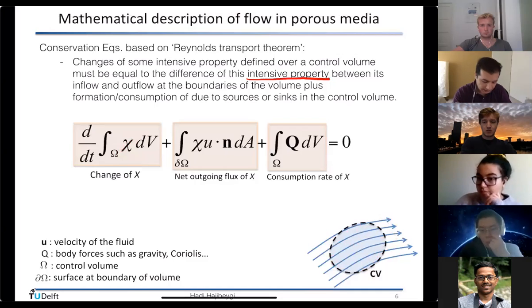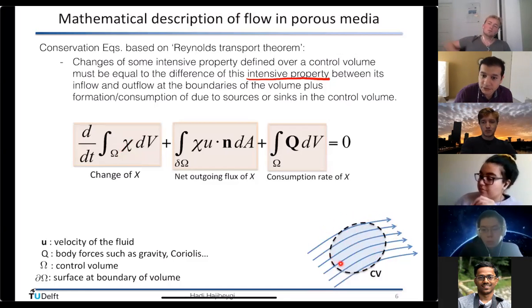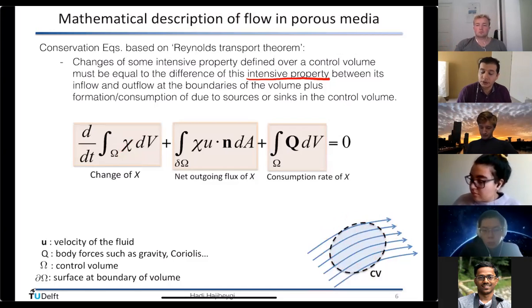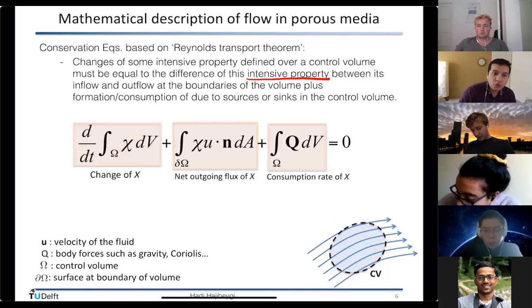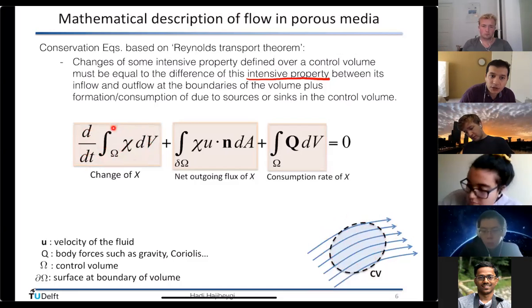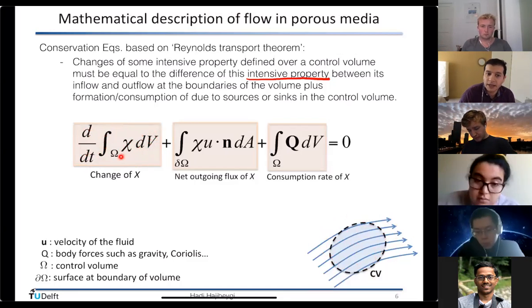The conservation law says if x is conserved in your control volume, this domain here, the change over time of the entire amount of x in your control volume, omega. So this control volume is called omega.